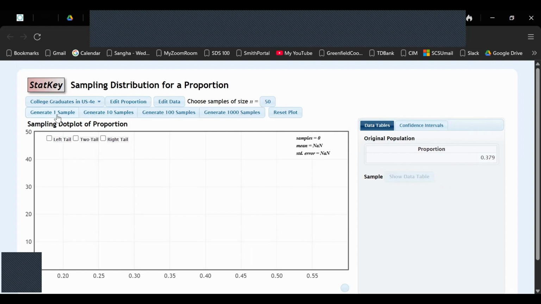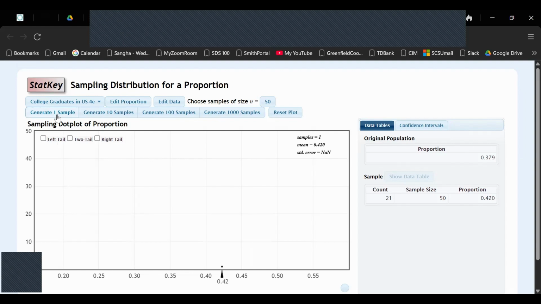So let's generate one sample. So it's a sample of size 50, and 21 were college grads. And so the sample proportion is 42%, 0.42. Notice that's a little bit higher than the population proportion. And we know that none of our samples are perfect, right? So again, let's generate a bunch of samples.